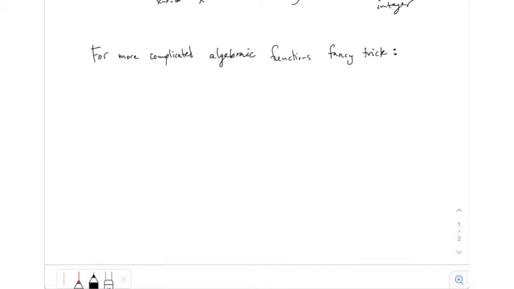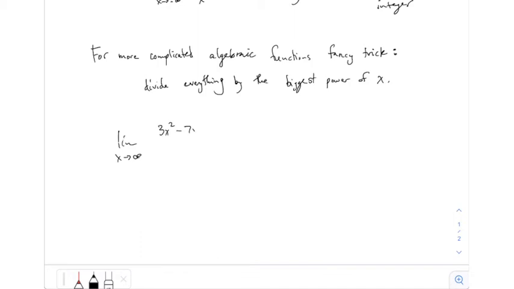Kind of fancy, too. The trick is divide everything by the biggest power of x. Maybe you've seen this before. So it's not very fancy as far as tricks go. It's fairly easy with simple examples, but there are some subtleties to it, which can get kind of complicated. So we'll start with the easy ones. How about, can we do the limit as x goes to infinity of, let's say, 3x squared minus 7x plus 5 over 4x squared plus x plus 1, all right?